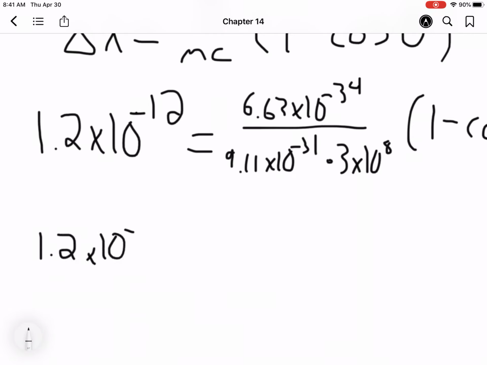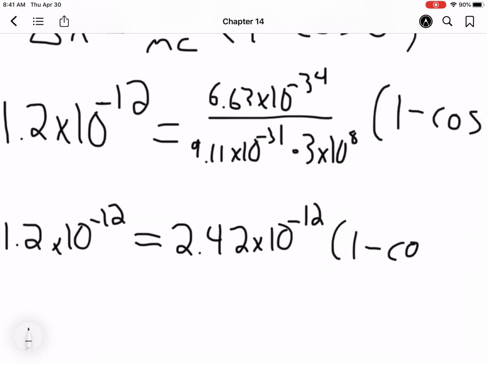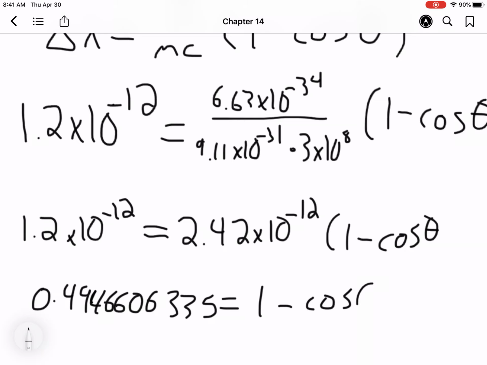So 1.2 times 10 to the negative 12 equals 2.42 times 10 to the negative 12, and it keeps going. I just put 2.42, it's 2.4259, times 1 minus cos theta. So then take your 1.2 to the negative 12 and divide it by what number you got, this number here, and you're going to get 0.4946606, which equals 1 minus cos theta.